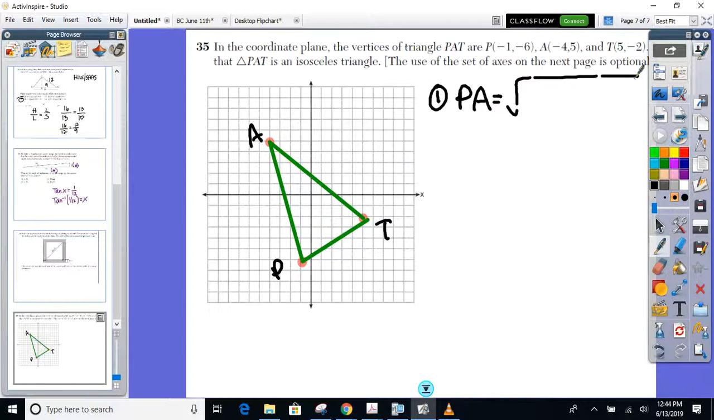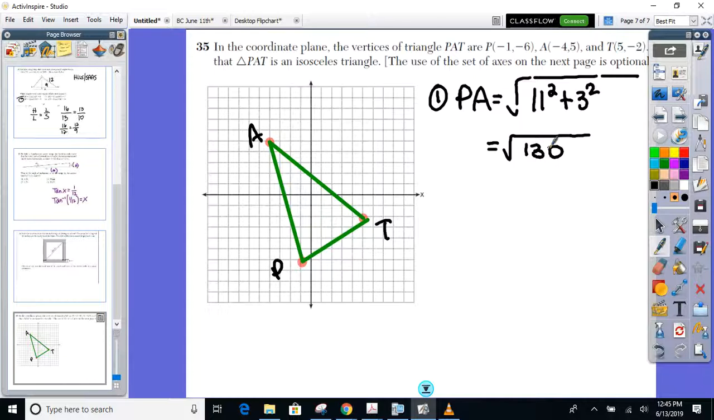Counting 1, 2, 3, 4, 5, 6, 7, 8, 9, 10, 11, and 1, 2, 3. You get 11 and 3. I don't know if you want to check me on that. Oh boy. 121 and 9, 130, square root of 130 for PA.